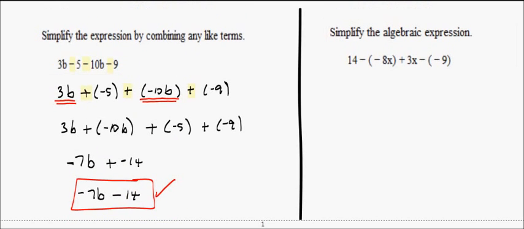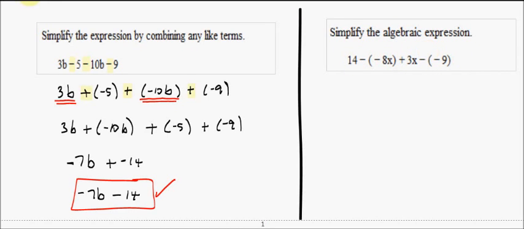Okay, so let's try this one now. 14 minus a negative 8x plus 3x minus a negative 9. Well, anytime there's minus a negative, I do want to change those. It just seems easier to me to not have to look at that double negative. Now, a lot of times students will just do this. 14 minus a negative 8x is 14 plus 8x. And 3x minus a negative 9 is 3x plus 9. And that's fine. There's no harm in that, I suppose.